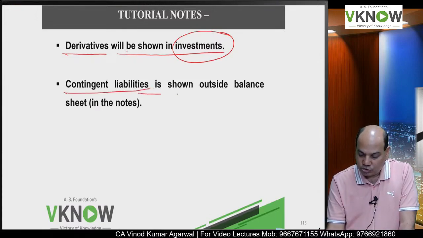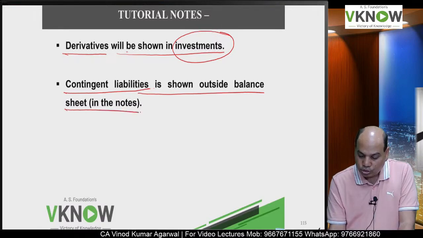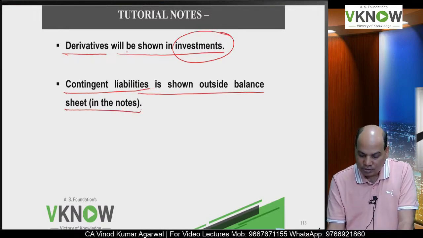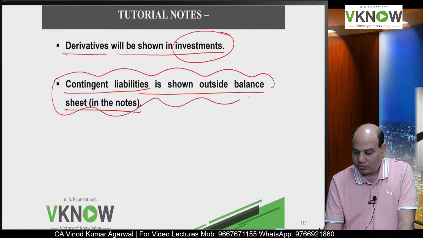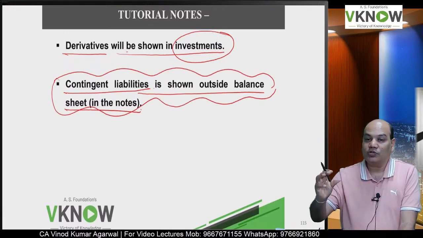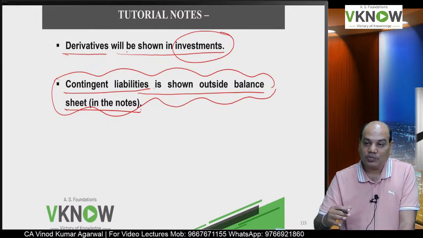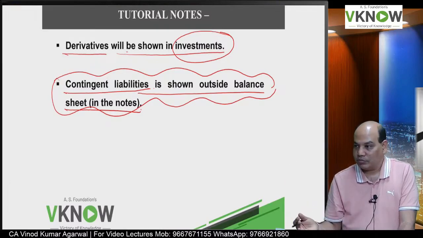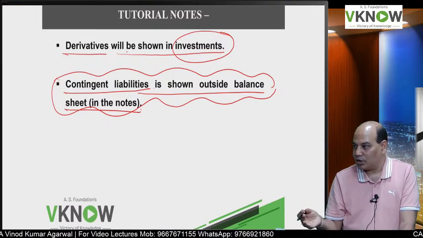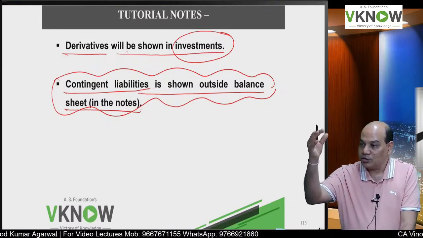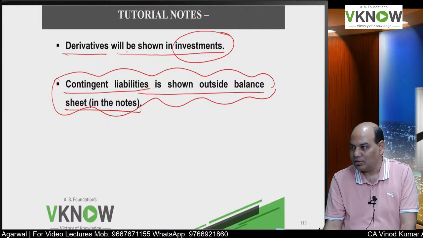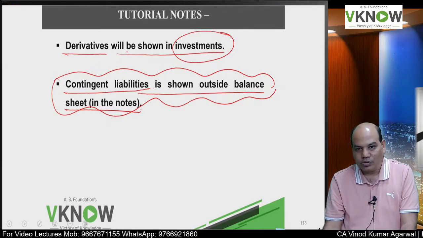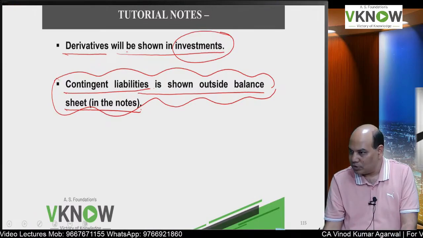Contingent liability is shown in the notes outside the balance sheet because we need to inform our users that these are our potential liabilities. Sometimes the amount can be too high, like it happened in the Vodafone case. They have to pay 10,000 crore rupees to the government as contingent liability. If they lose the case, they pay 10,000 crore, and the company gets wound up also.